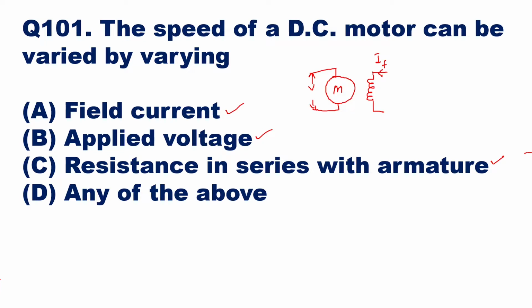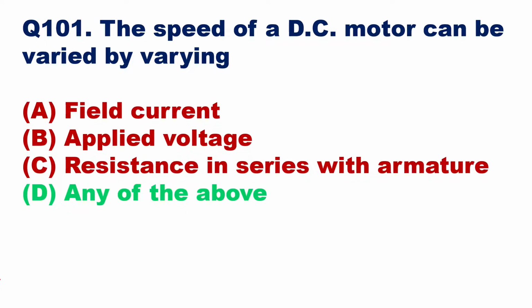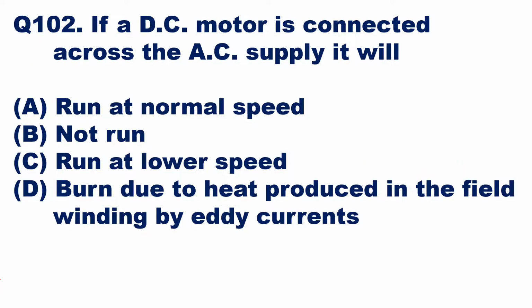You can vary the speed of a DC motor by field current, applied voltage, and also resistance in series with armature. So here you can see option D, that any of the above mentioned will be used for varying the speed of a DC motor. It can be varied by varying field current, applied voltage, or the resistance in series with armature. Then we'll go to question number 102.